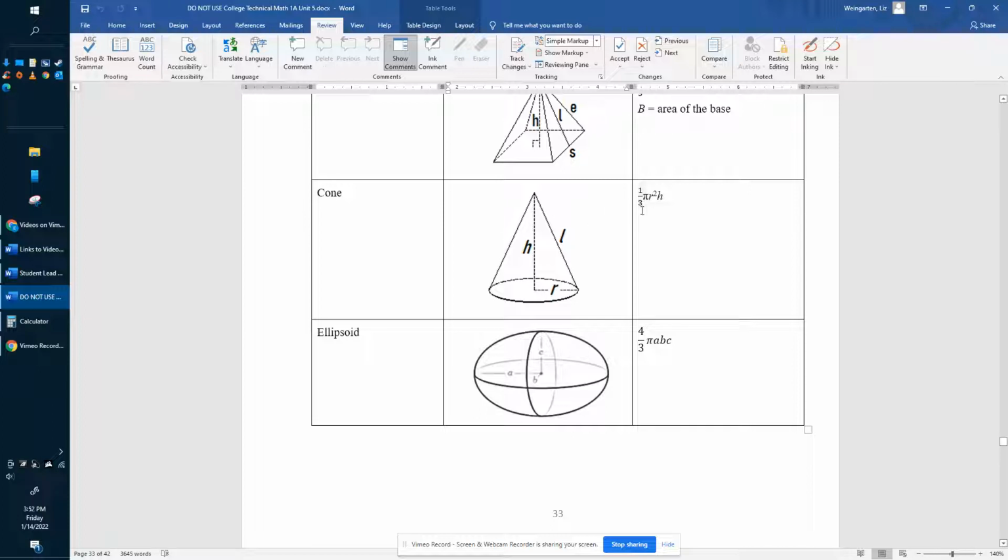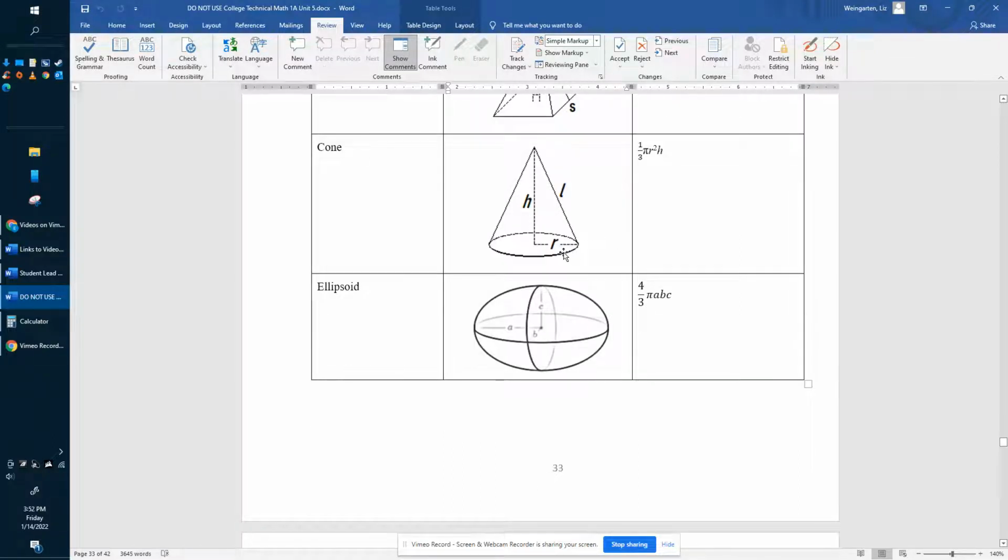A cone is 1/3 the area of the base times the height. Only this time the area of the base is pi r squared. The volume of an ellipsoid is slightly better than the surface area of the ellipsoid, but again, we aren't going to have any actual problems in this course focused on the ellipsoid. But for the sake of the DMS students, I wanted to make sure that they understood that the volume is 4/3 pi times ABC, A being the length, B being the width, and C being the height.